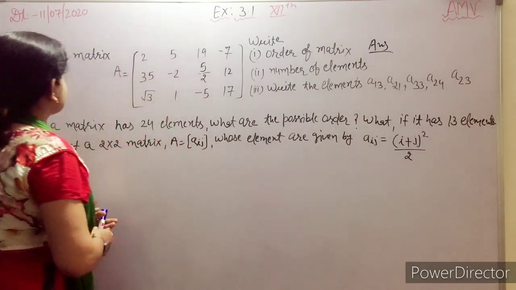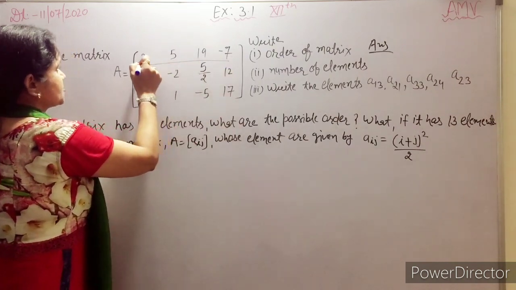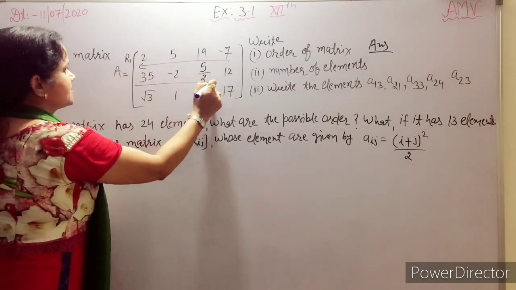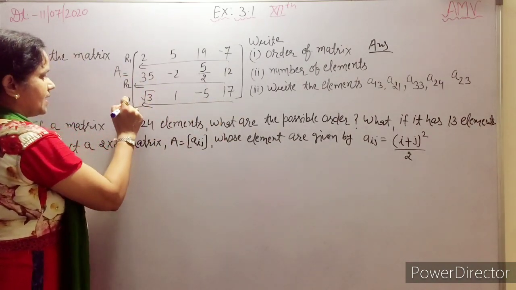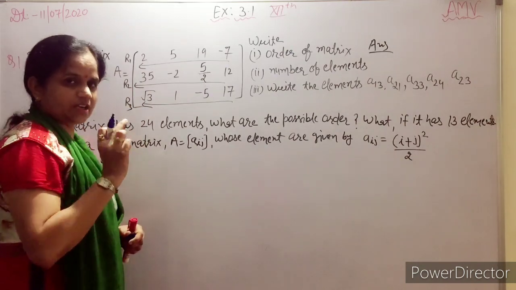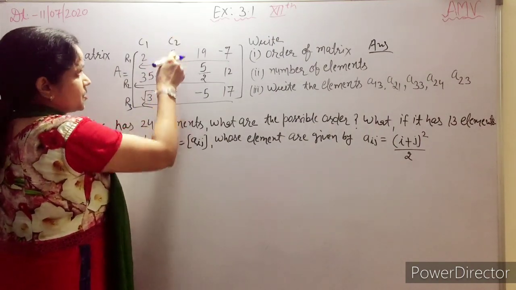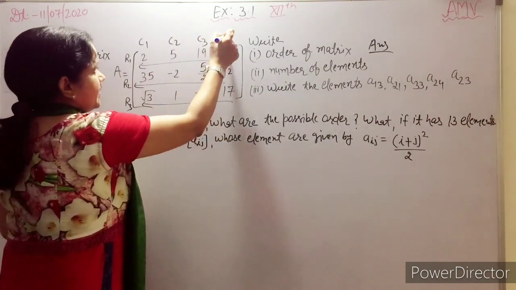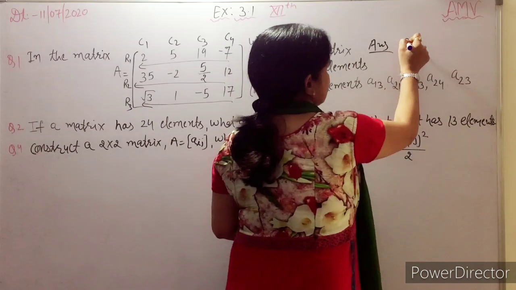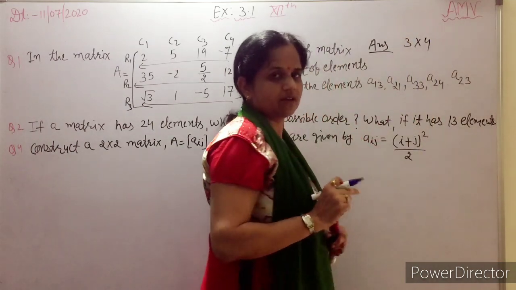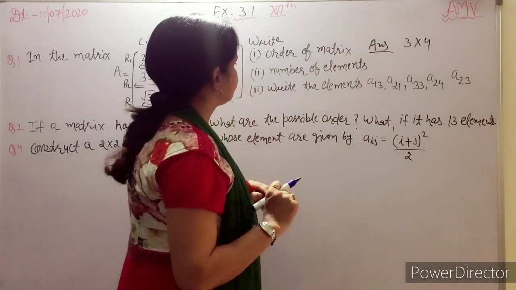Okay, so let's start. Here, student, in the matrix, this is the first row R1, second row R2, and third row R3. So in this question, there are 3 rows. Columns: C1, vertical line, C2, C3, and C4. Okay, so the order of the matrix is 3 by 4. Write first the number of rows and then the number of columns.